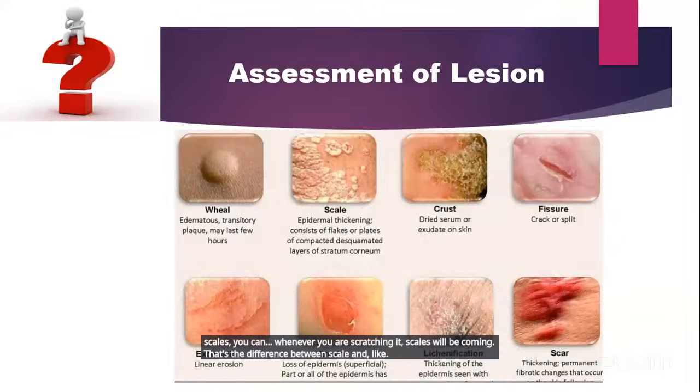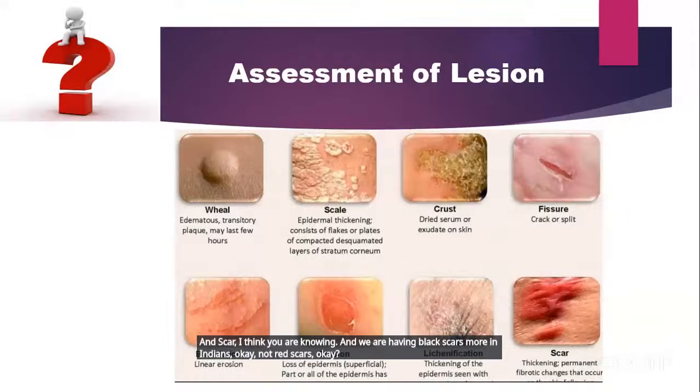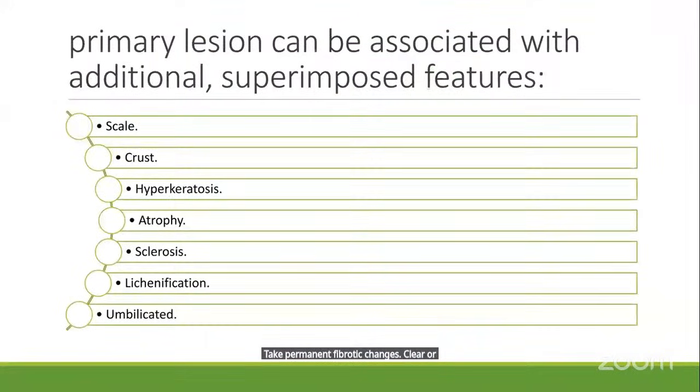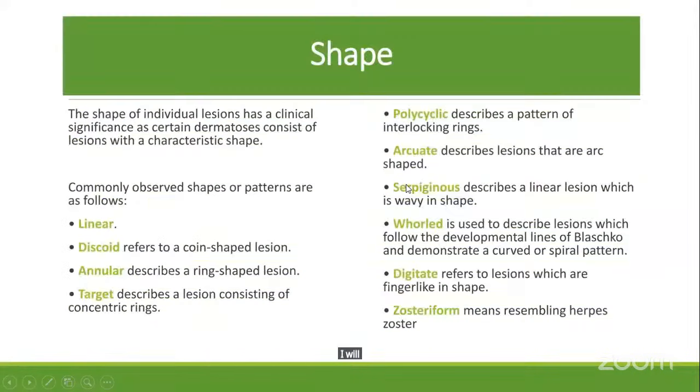And scar, I think you are knowing. And we are having black scars more in Indians. Okay, not red scars. Okay, thick permanent fibrotic changes. Clear or not? And sometimes some primary lesions can be associated with or superimposed with other lesions also. I will show in my case itself. Clear or not? Morphology.